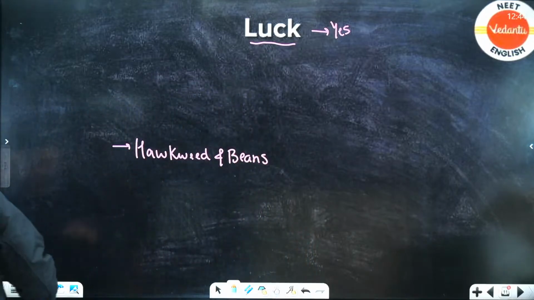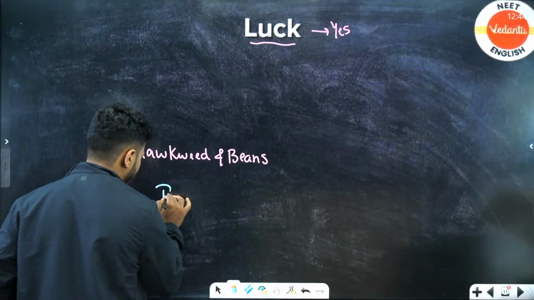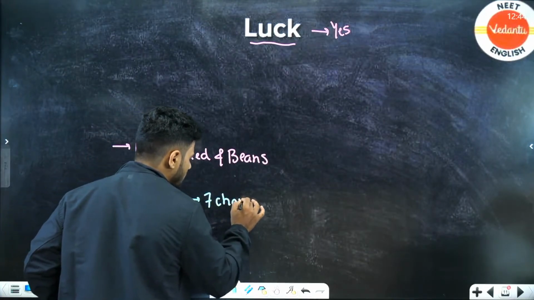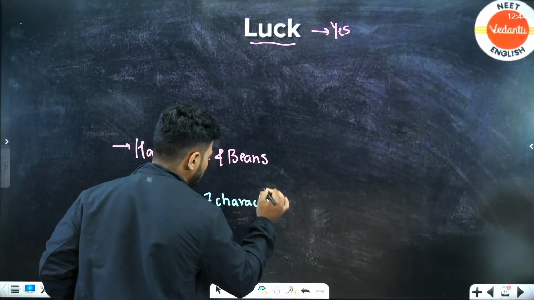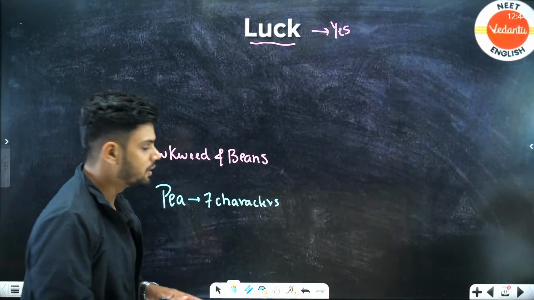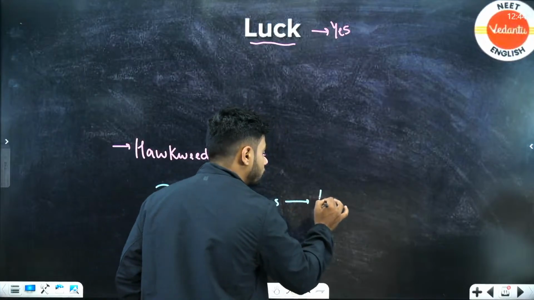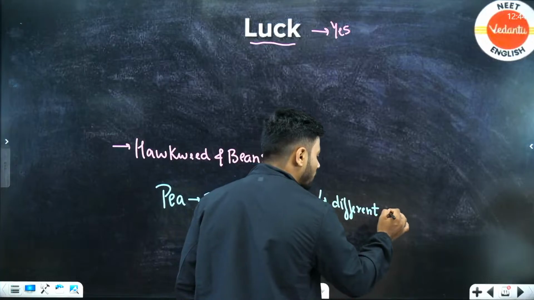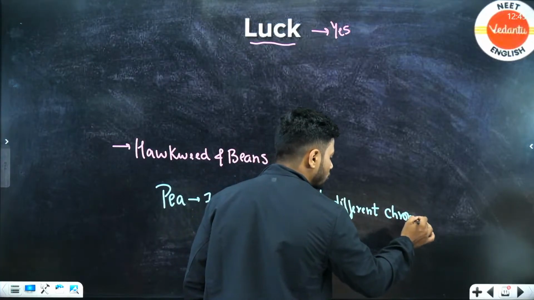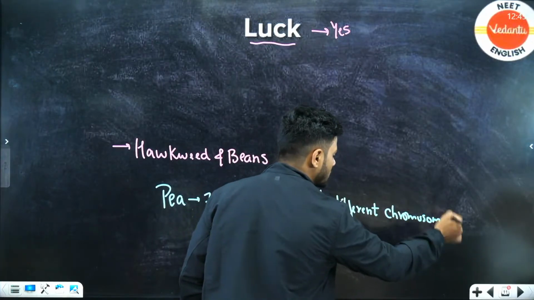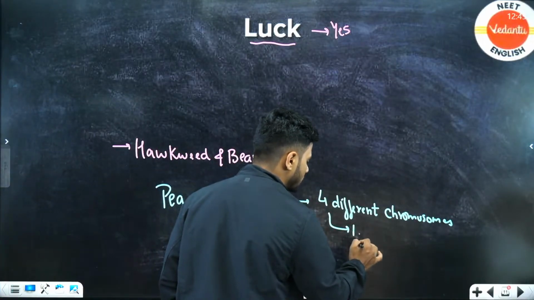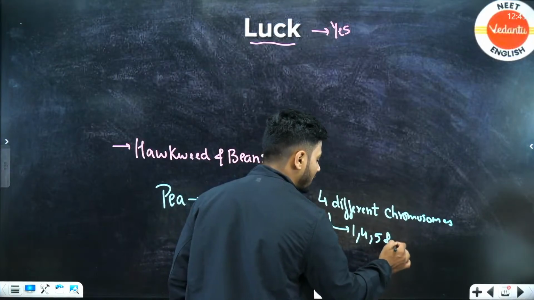Because in the case of pea plant, out of the 7 characters, all the 7 characters which he took in the pea plant were present on 4 different chromosomes. He became lucky. That is chromosome number 1, 4, 5 and 7.